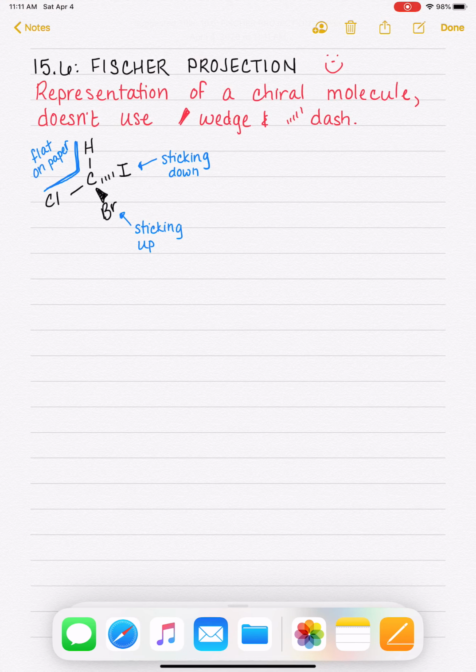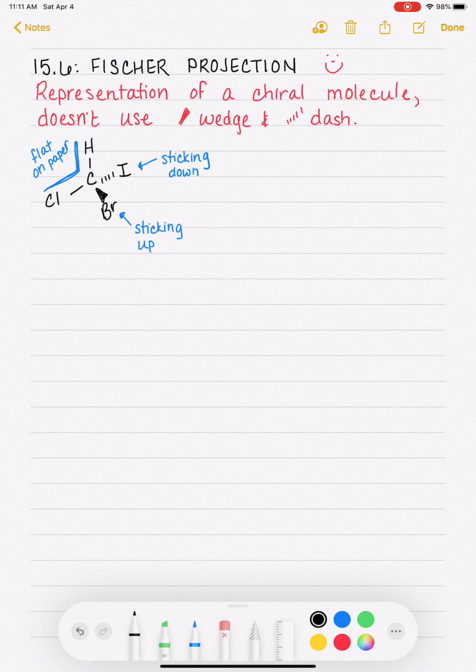Matches what we're doing. So to convert this into a Fischer projection, we are just going to physically change the way that we look at the molecule. We're going to change our perspective or our view of the molecule. We're going to literally twist it, which I'm going to do in mole view. I'm going to keep the carbon in the middle like normal, but I'm going to move the bromine to the left side and the iodine to the right side. The hydrogen is going to be up and the chlorine is going to be down.